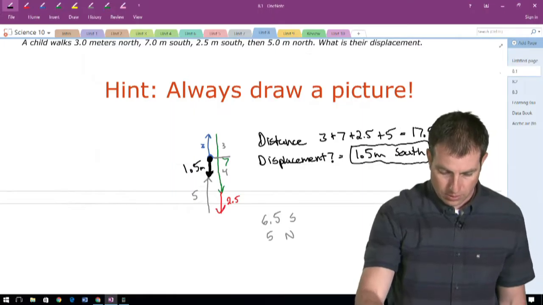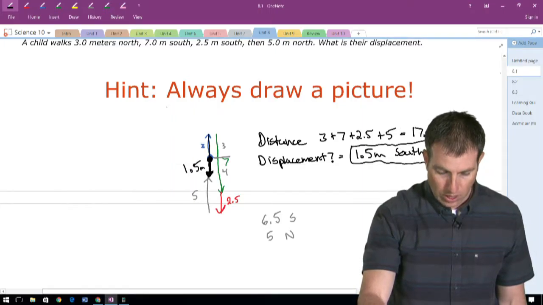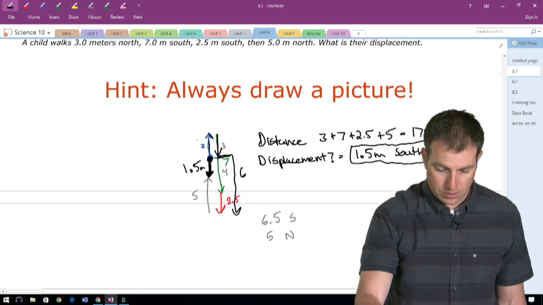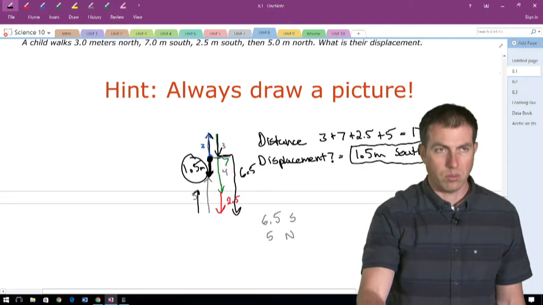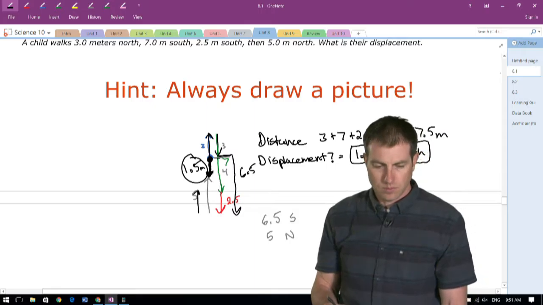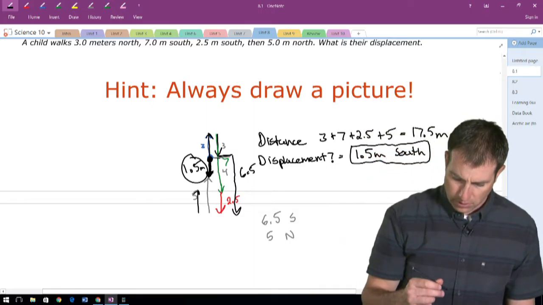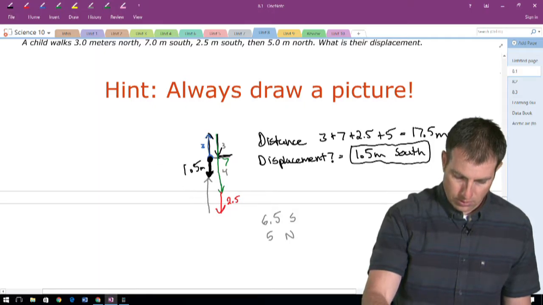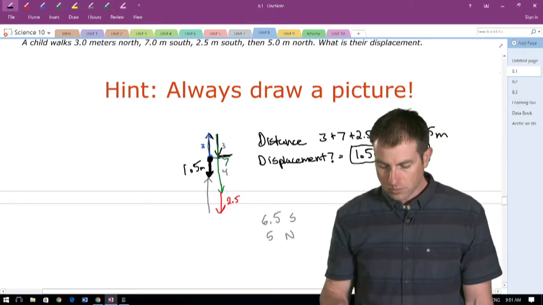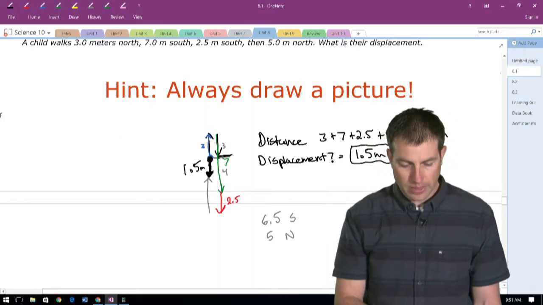So again, if I go up 3 and then I go down 3, and then from here down to the bottom is going to be 6.5. I go up 5. What's left? 1.5. Little deduction. Made a big mess of all that. All right, so that's how we can put this stuff into practice.